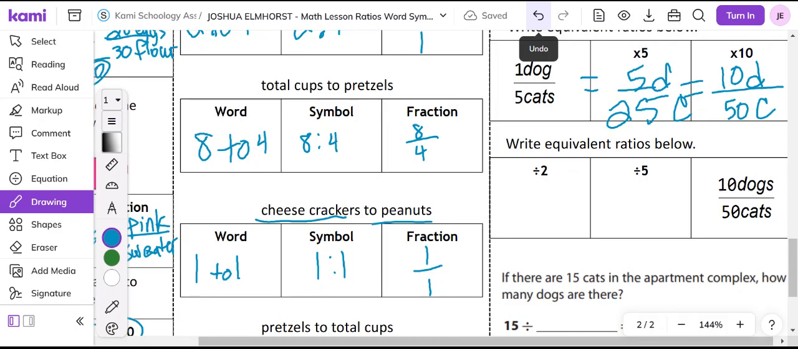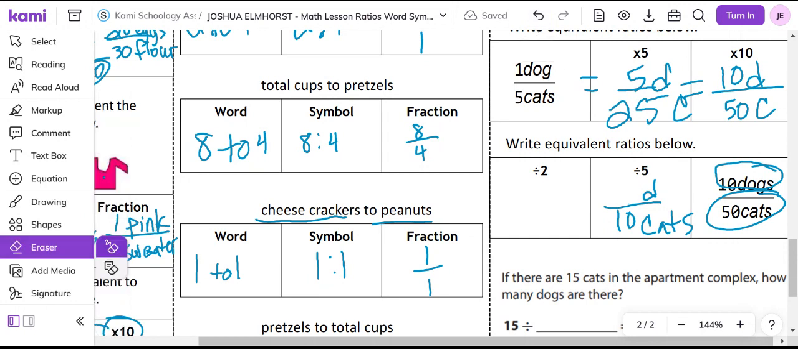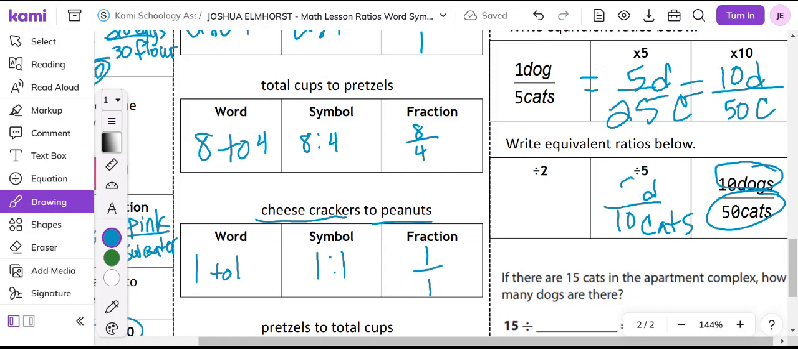Right? And then we can also simplify that, divide by 5, divide by 2. So let's say you had 10 dogs and 50 cats. If you divide by 5, that's going to give you 5 dogs and 10 cats. That's not right. 10 divided by 5 is 2. And then that would simplify to 2 dogs and 5 cats.